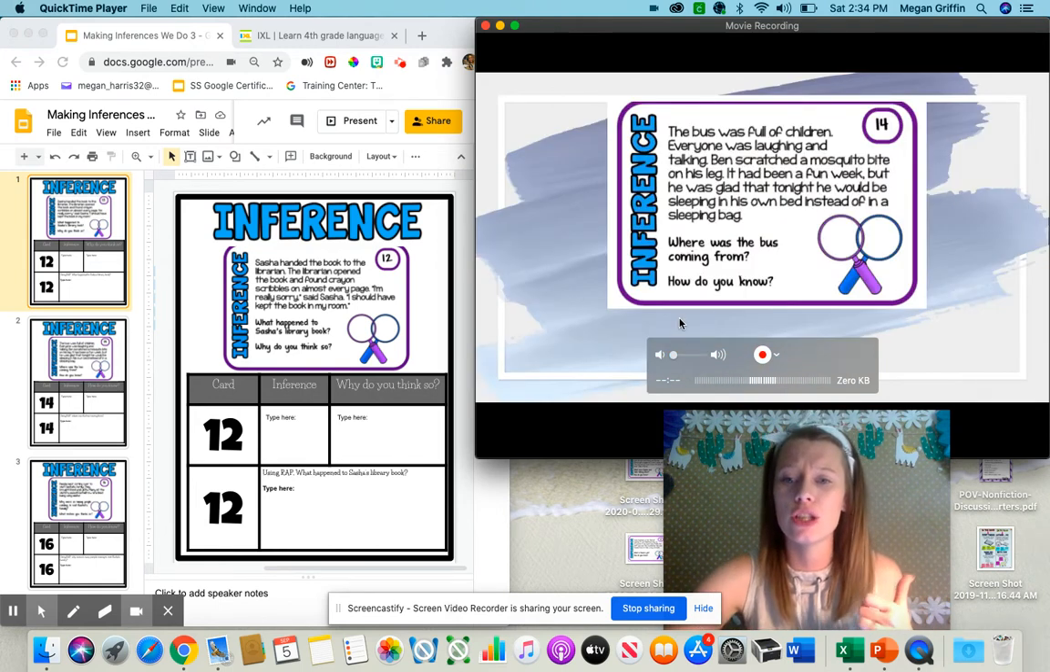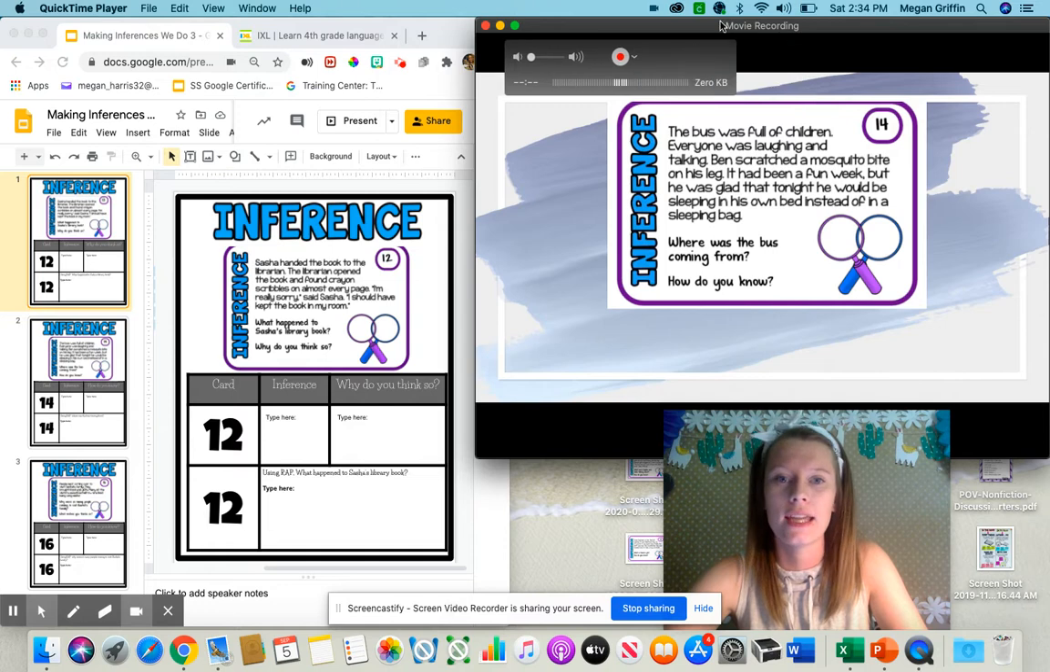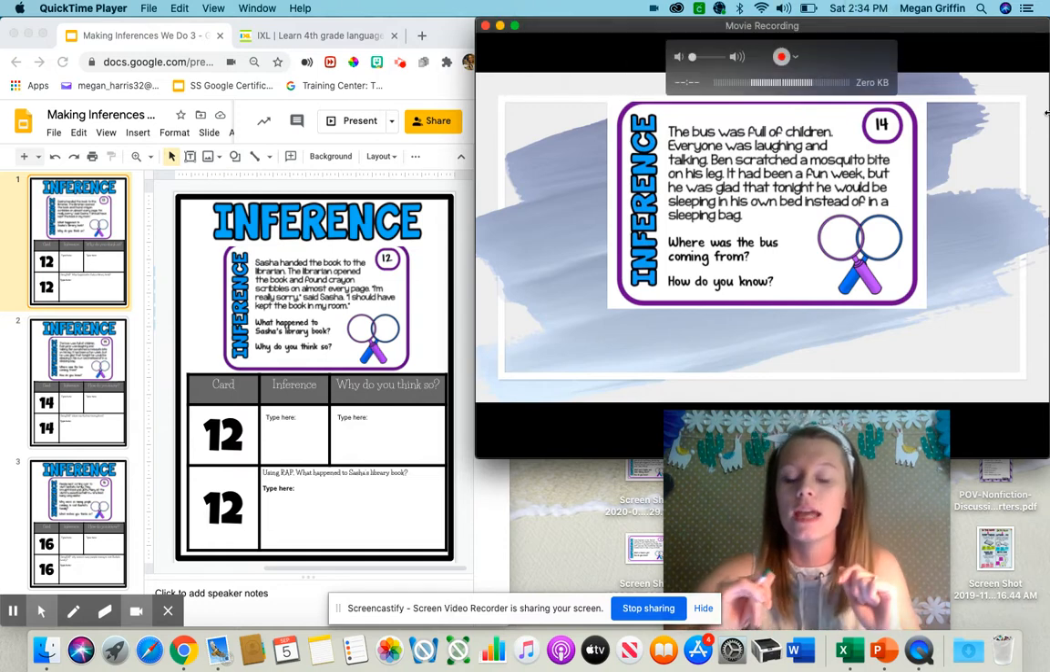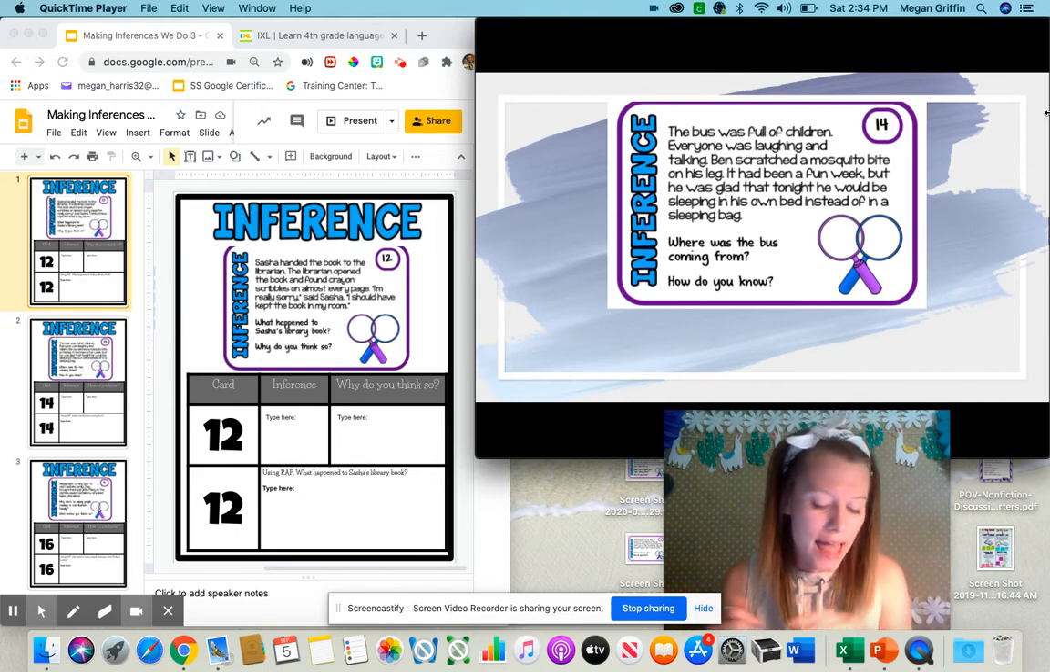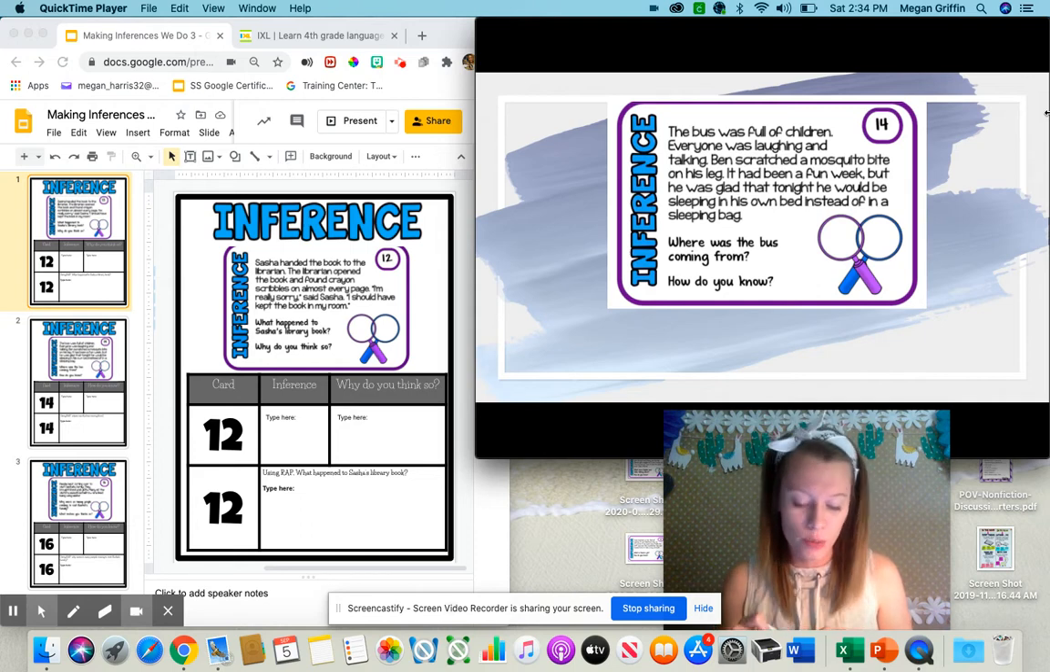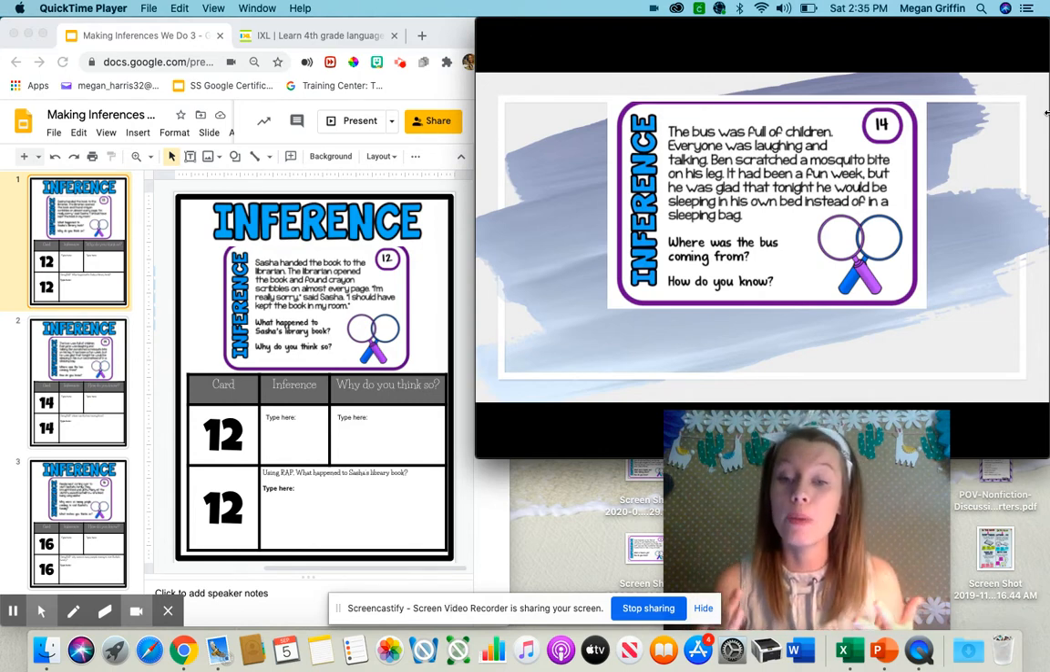So let's look at the first one. Let's see if I can get that moved. Perfect. Okay, so let's look at the first one. Like I said, you've already made these inferences. I'm just going to walk through it for you. Okay, here we go. The bus was full of children. Everyone was laughing and talking. Ben scratched a mosquito bite on his leg. It had been a fun week, but he was glad that tonight he would be sleeping in his own bed instead of a sleeping bag. So here was the question. Where was the bus coming from?